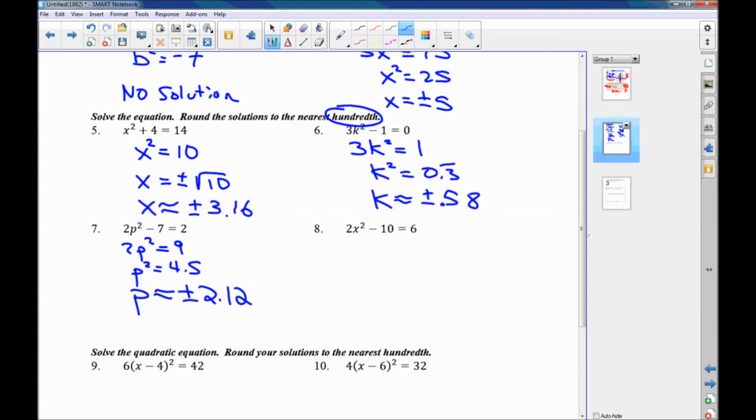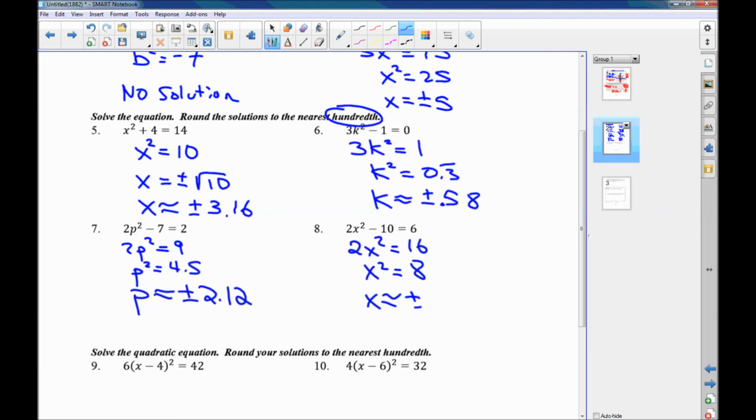And number 8, same kind of thing. We're going to go 2x squared equals, add 10 to give us 16. Then we'll divide by 2 to give us 8. Then we're going to take the square root of 8, which is going to be plus or minus, rounded to the nearest hundredth here.